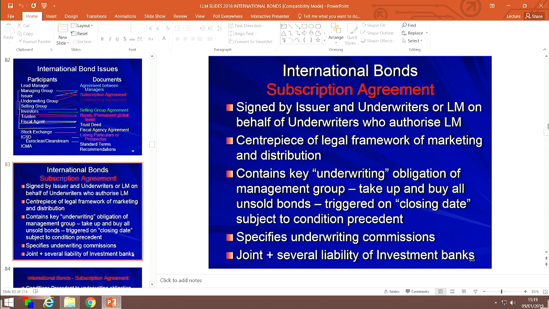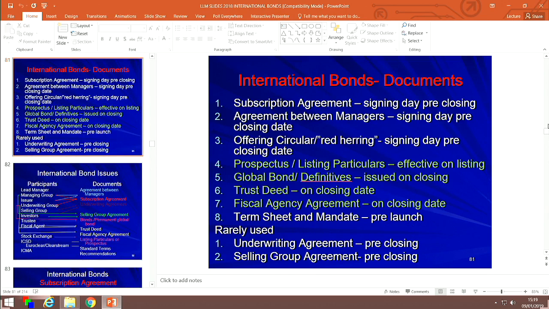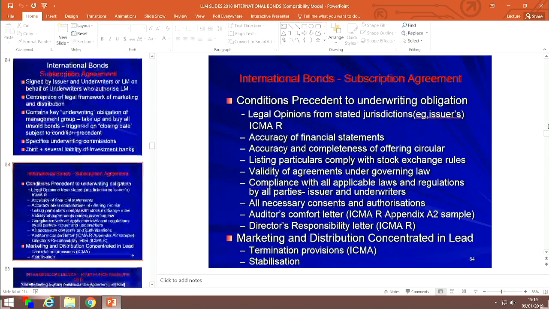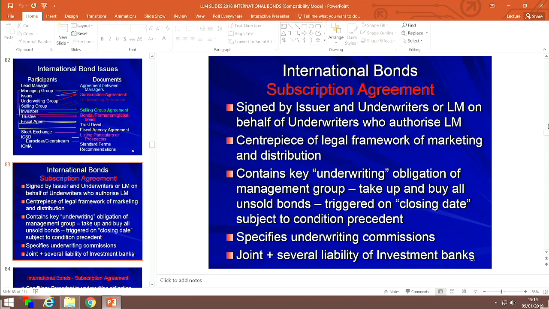But let's look at each document in turn, okay? Just the way we've looked at it, right? First, let's look at the marketing document, the subscription agreement, then the agreement between managers, and so on. So let's do that first. First is the subscription agreement. Now, this is the centerpiece of the marketing documentation.